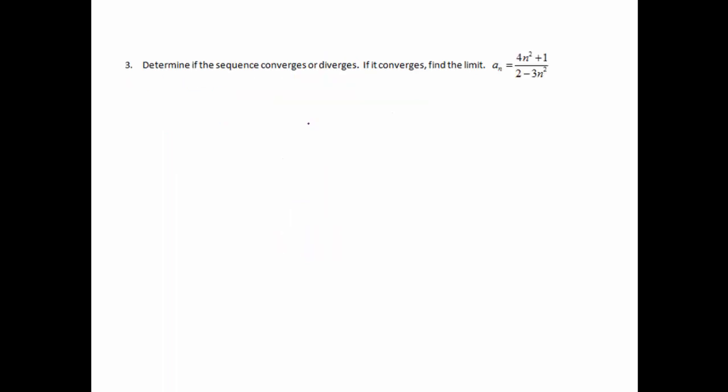Number 3, determine if the sequence converges or diverges. If it converges, find the limit. So again, we want to find out if it converges or diverges, we actually do want to try to find the limit. 4n squared plus 1 over 2 minus 3n squared. First thing that we want to try to do is plug in infinity, and if I do that, I'll get infinity in the numerator and I'll get negative infinity in the denominator. That gives me an indeterminate form, so I actually can use L'Hopital's on this.